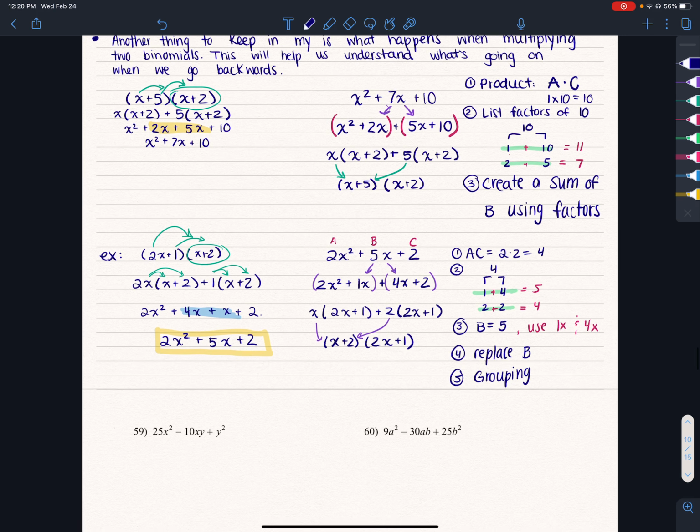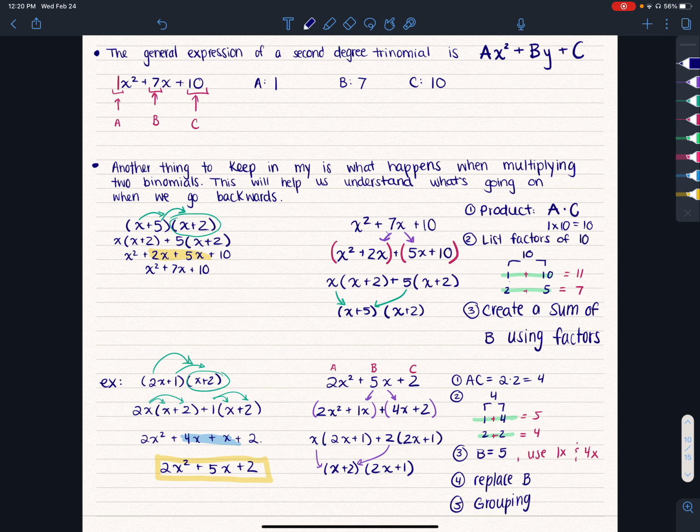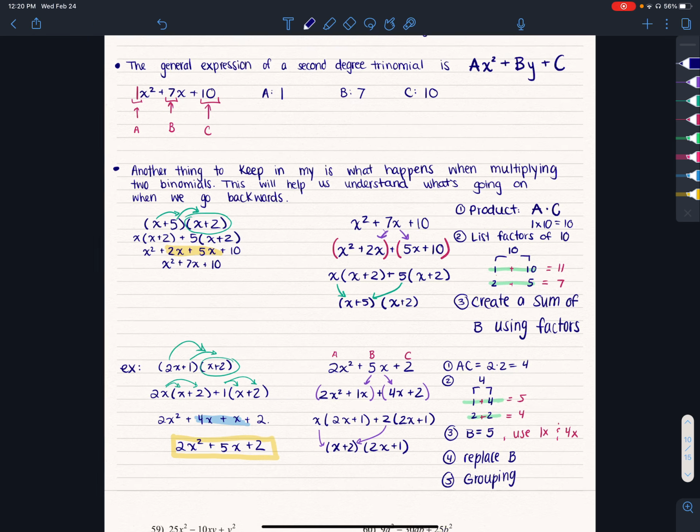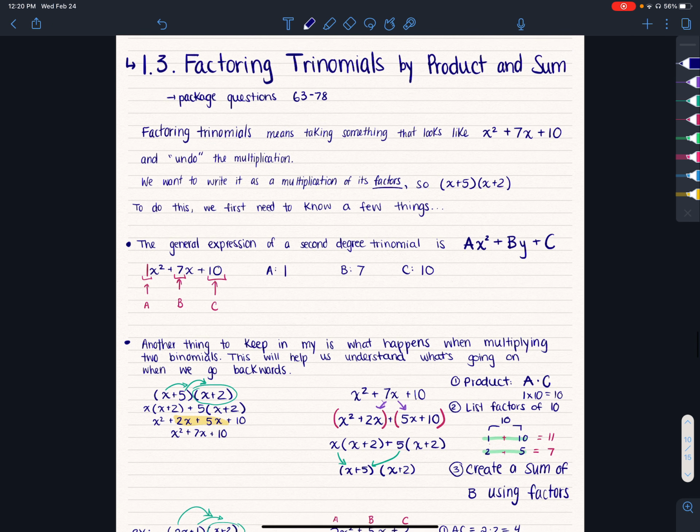Okay, so that is the introduction to the product and sum method. In the next video, I'll also be covering product and sum and just do a couple of examples that have some funky negatives. So we'll be looking at that in the next video.